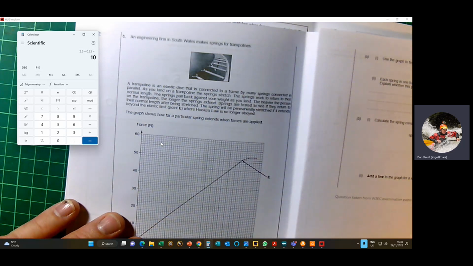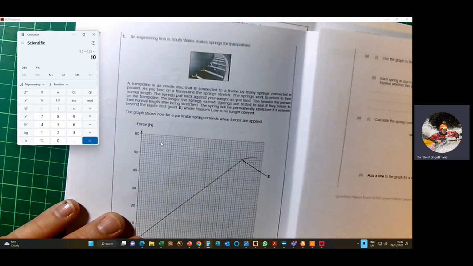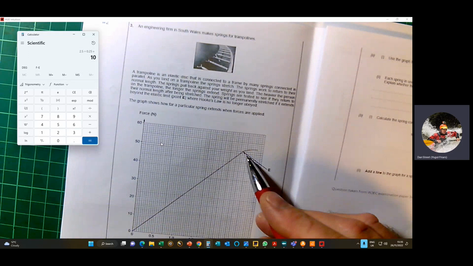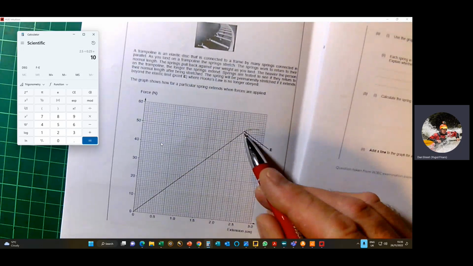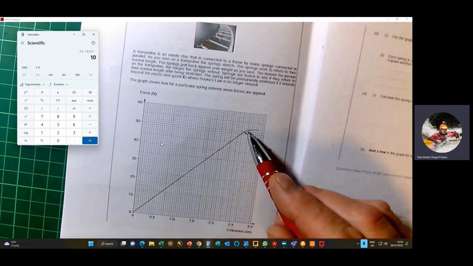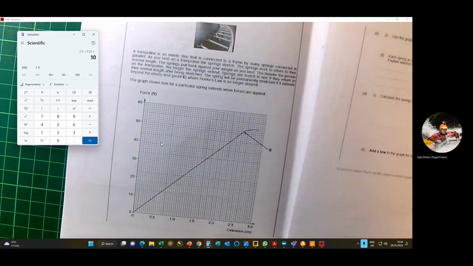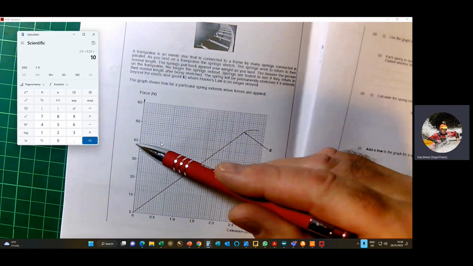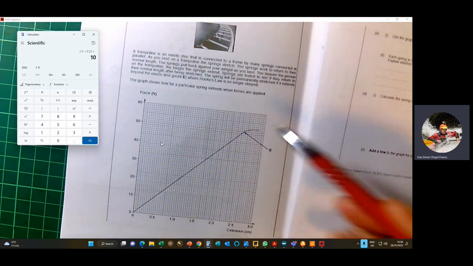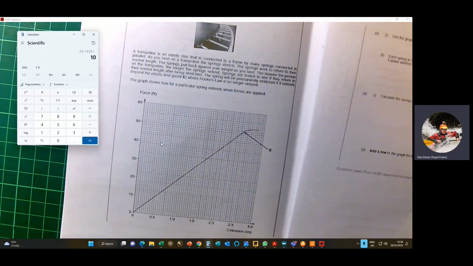The spring will be permanently stretched if it extends beyond the elastic limit point E, where Hooke's law is no longer obeyed. The graph shows how far a particular spring extends when forces are applied. Okay, so basically, if you overstretch a spring, if you put too much force on it, it won't behave in this nice linear manner, and this linear manner is what Hooke's law is all about. Hooke's law tells us that the more force you put on a spring, the greater the extension, and that relationship is linear. If you overstretch the spring, then it's no longer linear.